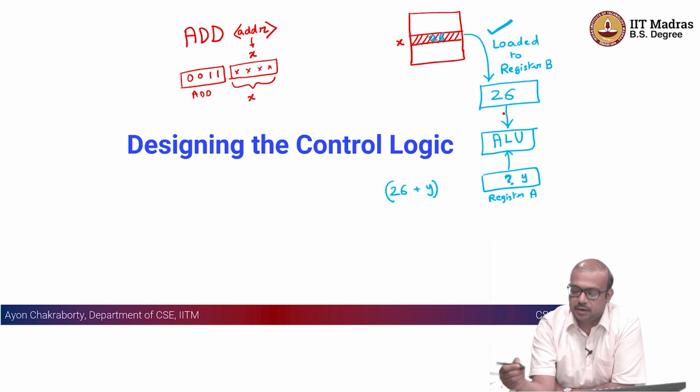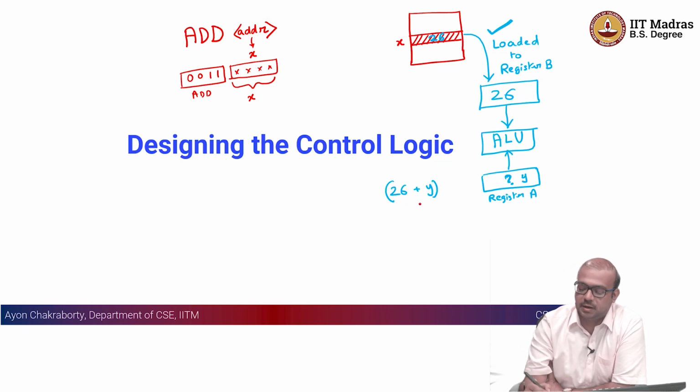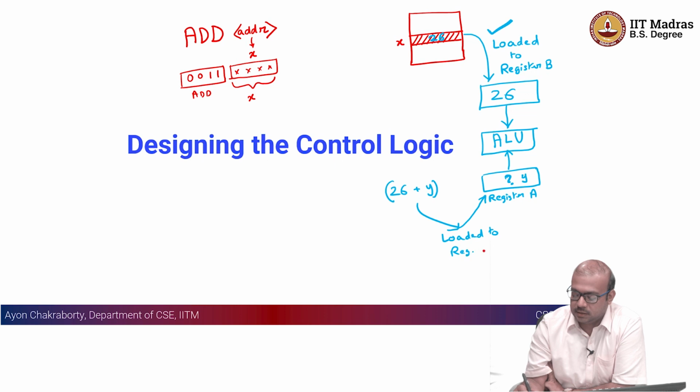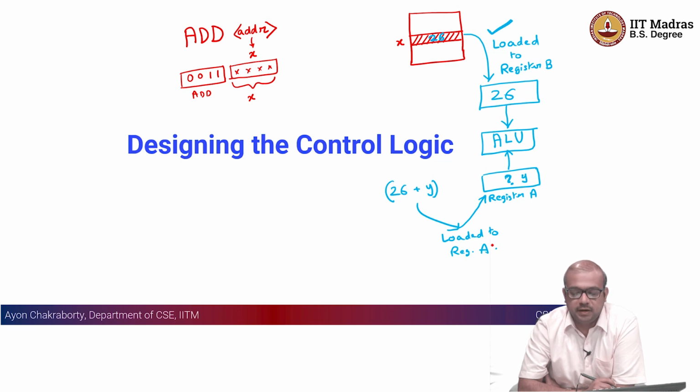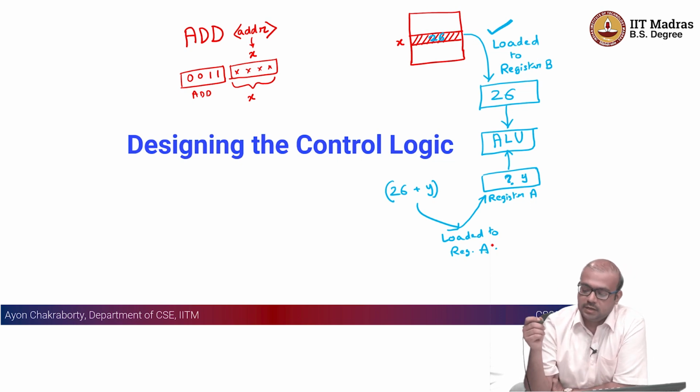So, this is loaded to register B, that was the job number 1. This job number 2 is this addition getting done, right, and job number 3 is this 26 plus y is going to be loaded to register A. After this stage we are done, whatever we have promised we have achieved it, and then this instruction's execution is finished. Okay.